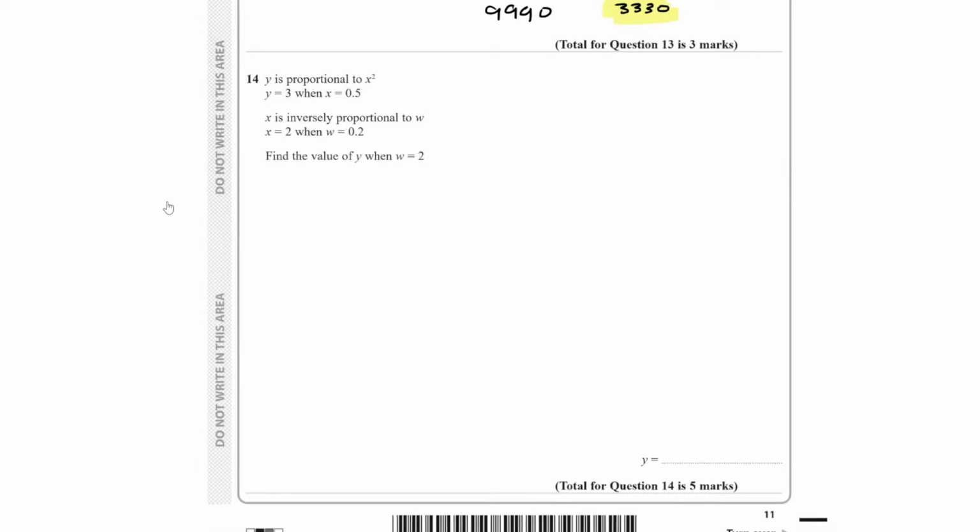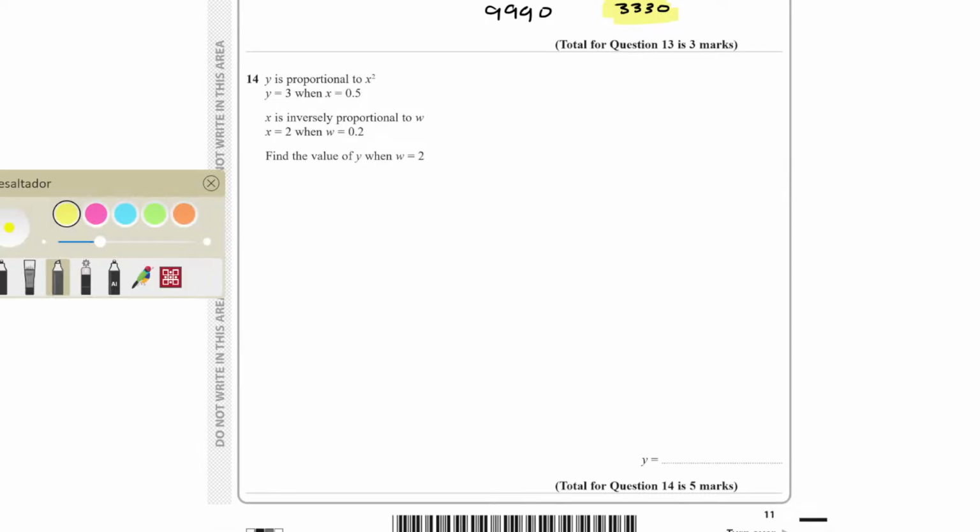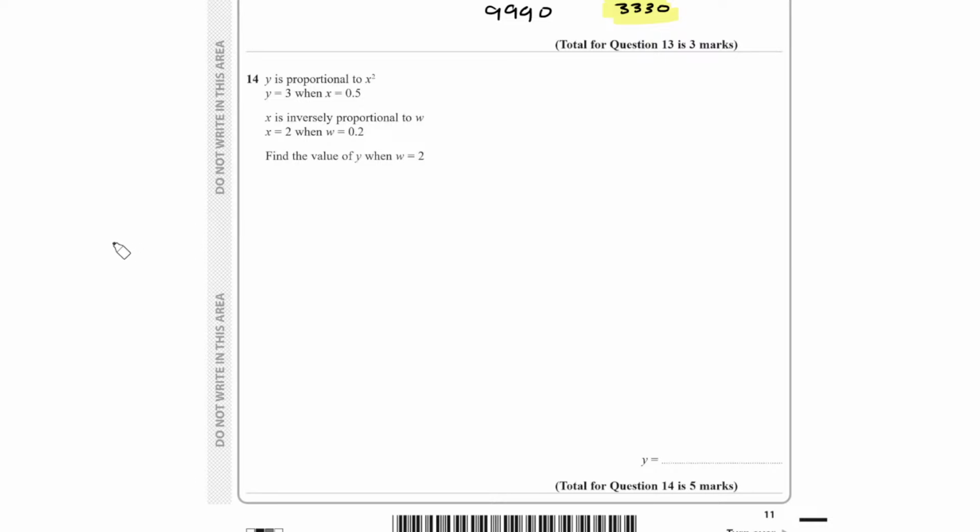Okay, question 14. So we've got some proportion here, but by the looks of it, double proportion, 2 lots. So y is proportional to x squared. Obviously, we've got our matching pair, which is y is 3 when x is 0.5. And then separately to that, we've got x is inversely proportional to w. When x is 2, w is 0.2. So find the value of y when w is 2. We need to relate these together, basically. So first of all, just deal with them separately.